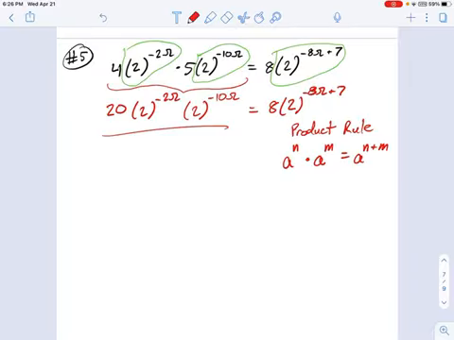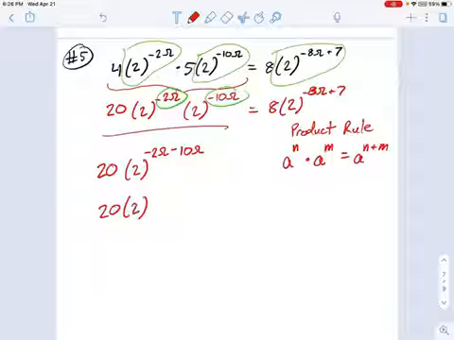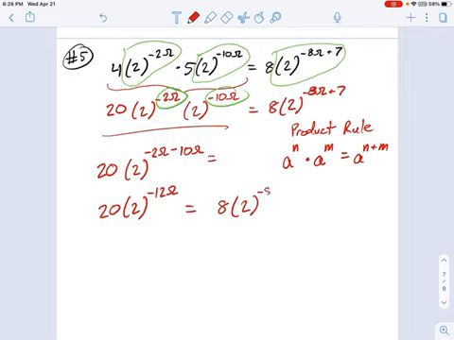And if you look at what the exponents are, it's this negative 2 omega and the negative 10 omega. So rewriting this, you get 20 times 2 to the power of negative 2 omega minus 10 omega, right? We just added them up. And that equals 20 times 2 to the negative 12 omega. And what's on the right side? Well, that hasn't changed. That's still 8 times 2 to the negative 8 omega plus 7.